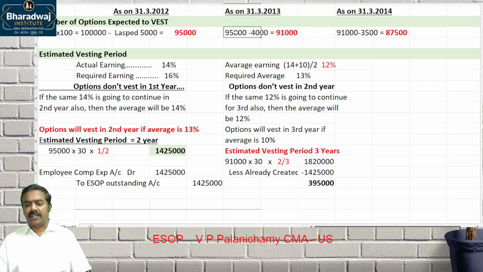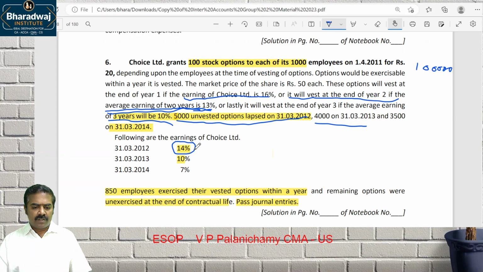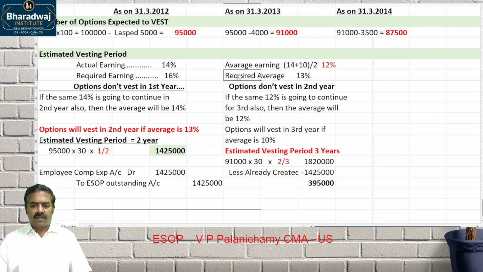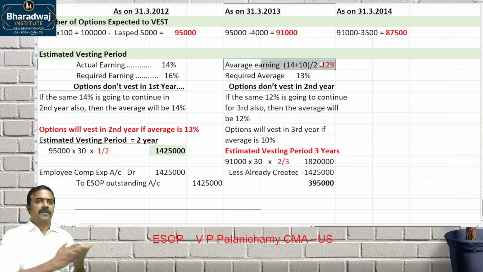When I move to the second year, 4,000 options have already lapsed. How many options will be there? 91,000. Average earnings, how much percentage? Look at the actual average. 14 plus 10 by 2. What percentage comes? 12%. But what is the required average for 2 years? 13%. So do options vest in the second year? No, options don't vest in the second year. But if the same average continues in the next year also, for the past 2 years, what is my average? 12%. The same 12% continues in the next year also. What will be my average? 12% this year, next year also 12% now. What will my required average be?